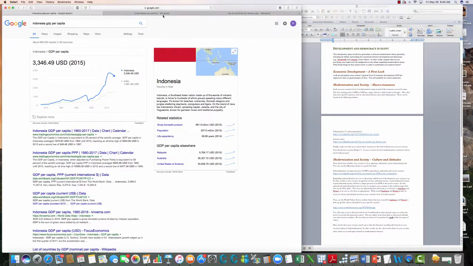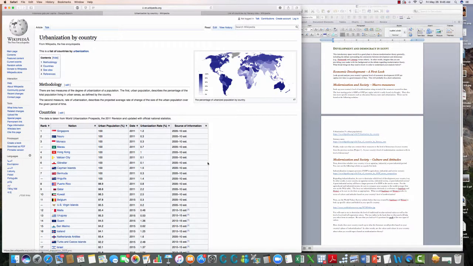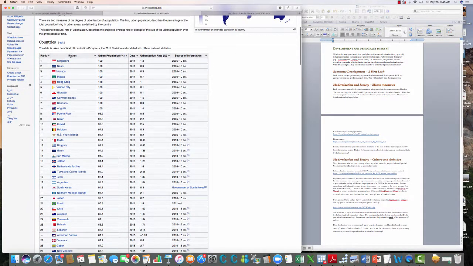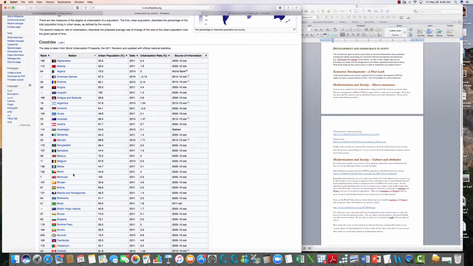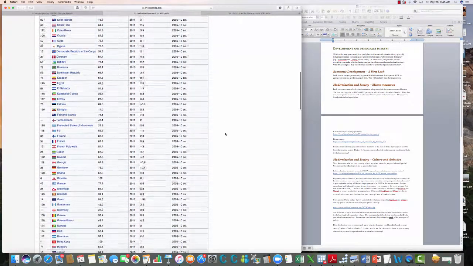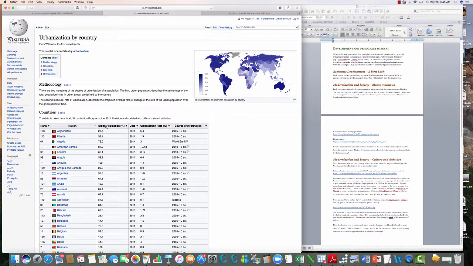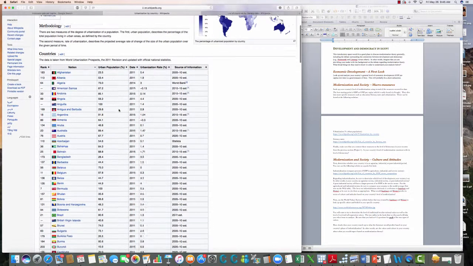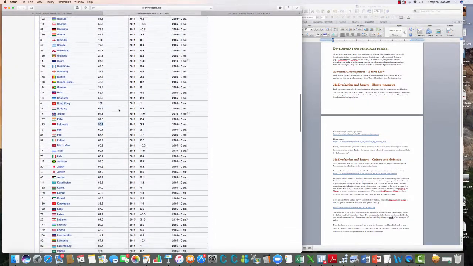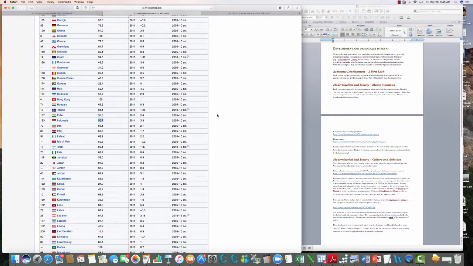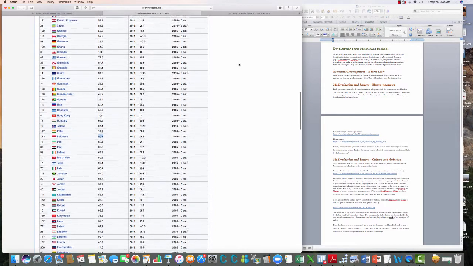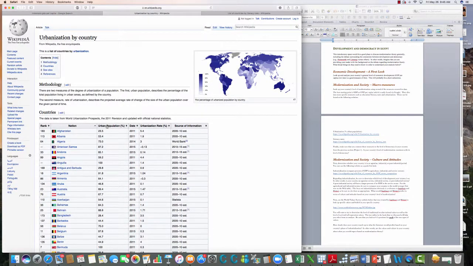I've already got the one on urbanization pulled up, and this lists it by country. We can sort it alphabetically, and we're going to go down and look at Indonesia. Notice this first column, I'm sorry, urbanization, I messed up. It's the percent of the population that lives in an urban society. We'll do literacy in a second. Notice that about 50% of Indonesia lives in urban areas.